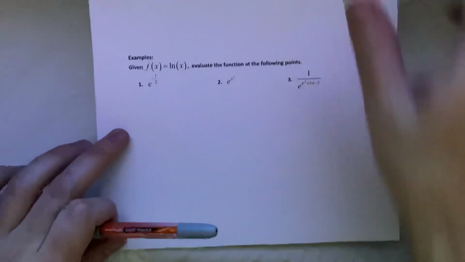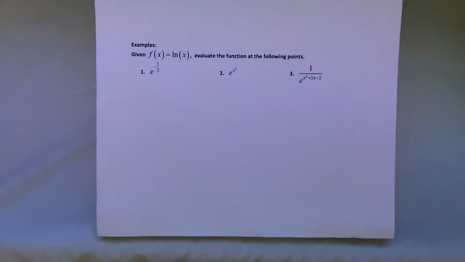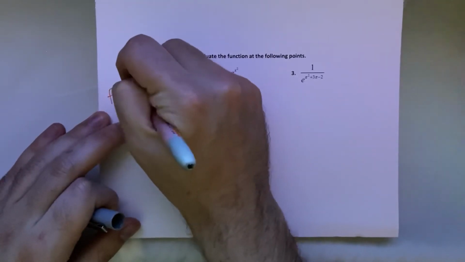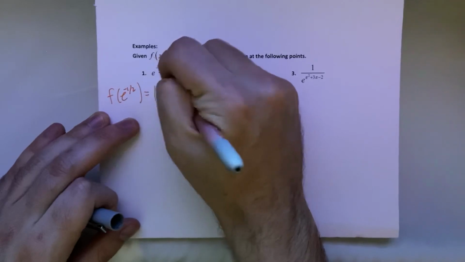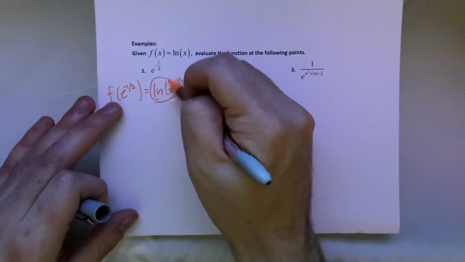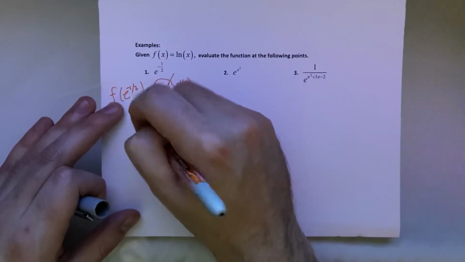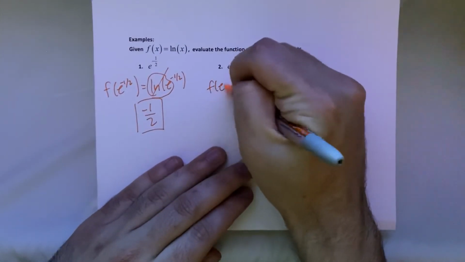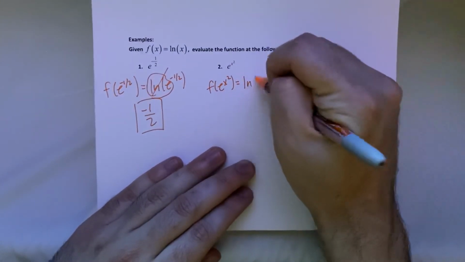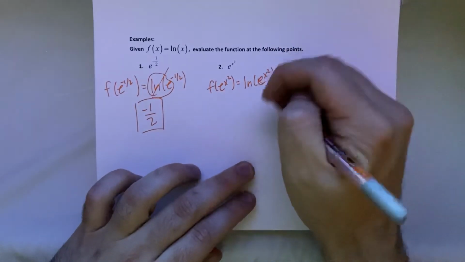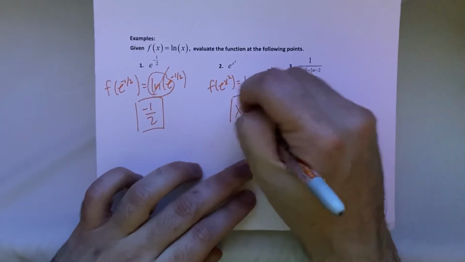And lastly, plugging in values to functions. Given f of x equals ln of x, evaluate at the following points. E to the negative 1/2, f of e to the negative 1/2 equals the ln of e to the negative 1/2. And what do we know about ln and e? They cancel, and we're left with negative 1/2. E to the x squared, so f of e to the x squared is the ln of e to the x squared. Ln and e cancel, and we're left with x squared.